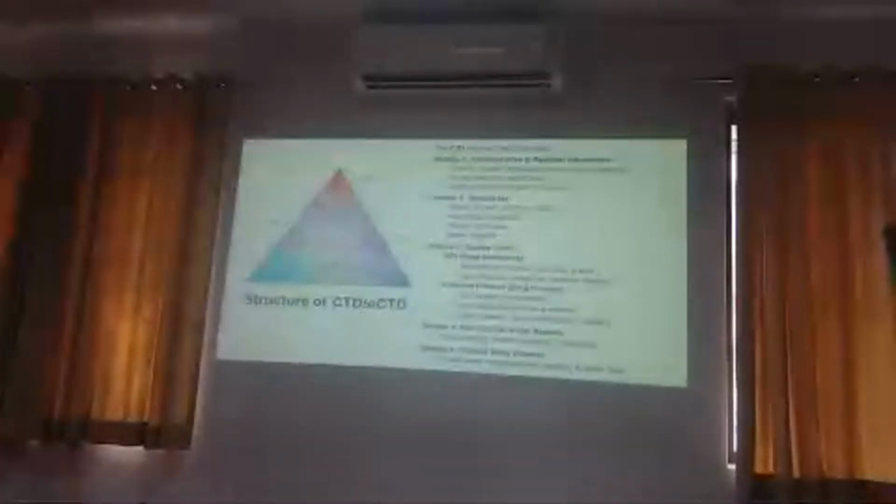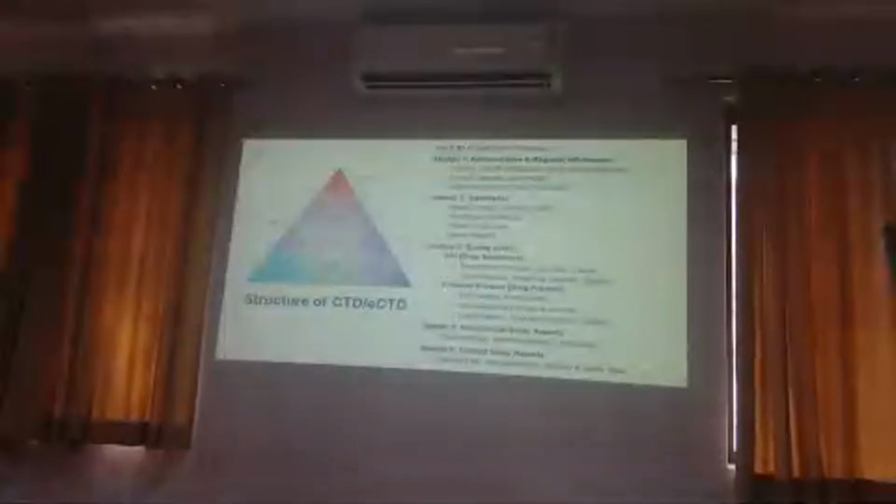Then module 2 is the summaries. All the summaries are your quality overall summary, non-clinical overviews, clinical overviews, and expert reports. Module 3 we'll have a CMC section. It contains two sections, the drug substance and the finished product. Module 4 becomes your non-clinical study reports, and module 5 is the clinical study reports.